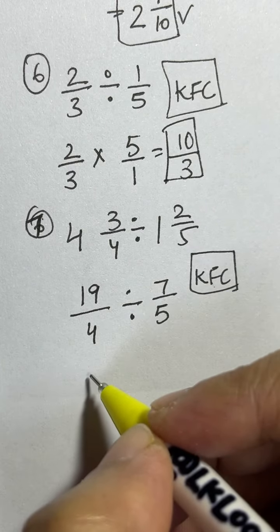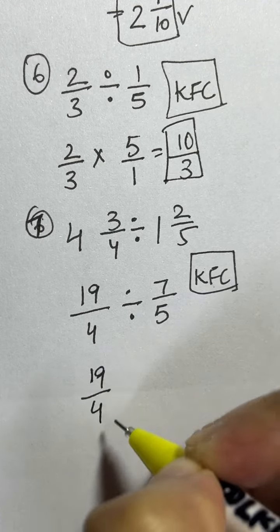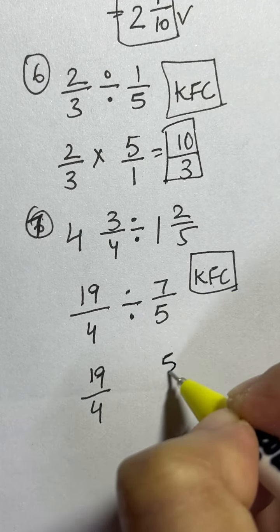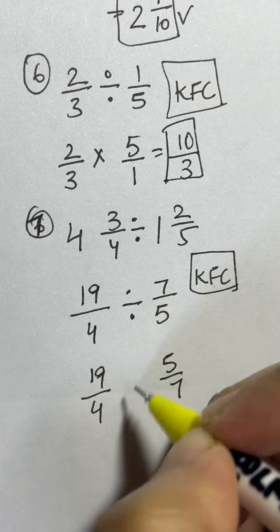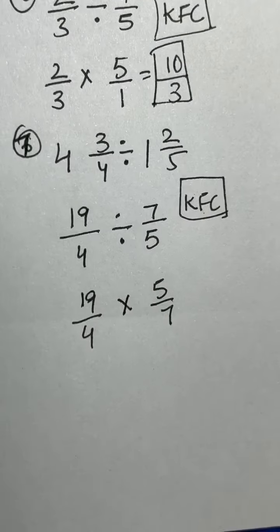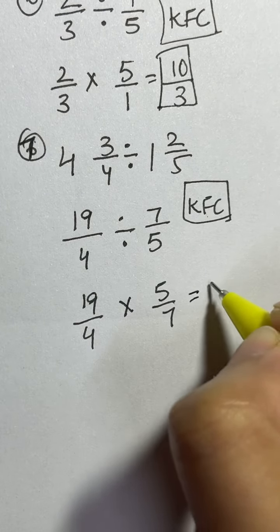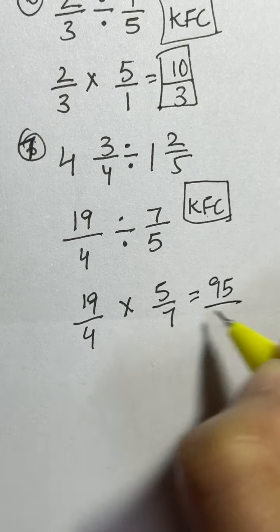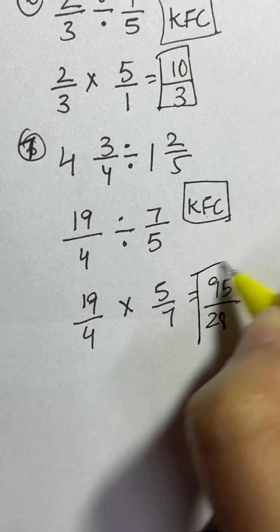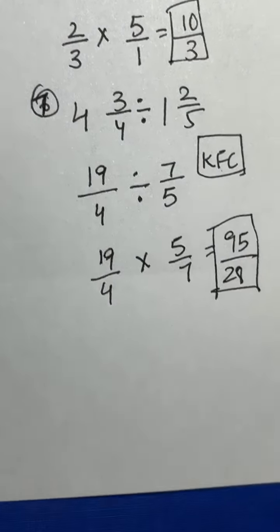Keep the first fraction as it is. Keep it, don't change anything. Flip the second fraction, 5 over 7. Change the sign from division to multiplication. Done. How much is 19 times 5? It's 95. Over 4 times 7 is 28. Done. That's your answer. Okay, let's see another example.